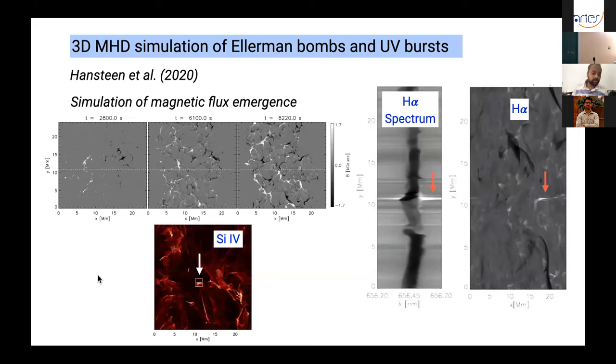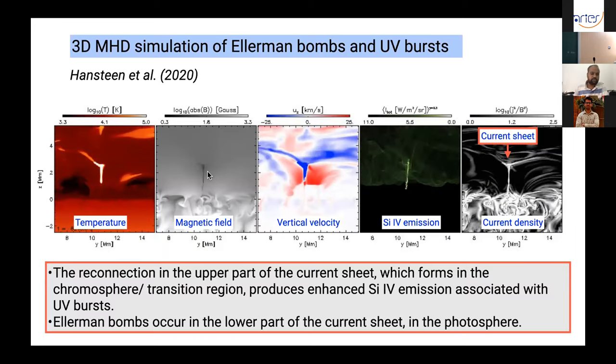There has also been a lot of effort to simulate this event. There is a simulation from Bifrost by Viggo Hansteen, where in the simulation box they let horizontal flux emerge to the surface. In the sequence of magnetograms from the simulation, a bipolar region appears on the surface, and when it has completely appeared, you see much elongated granular-like structure in the magnetogram, with a lot of areas where opposite polarity patches are present. In that event, they synthesized the H-alpha observable. This is the H-alpha spectra, and they found this enhancement in the wing. In the image, it looks very similar to what Ellerman bombs look like in the observations. And this is the vertical cut in the same simulation.